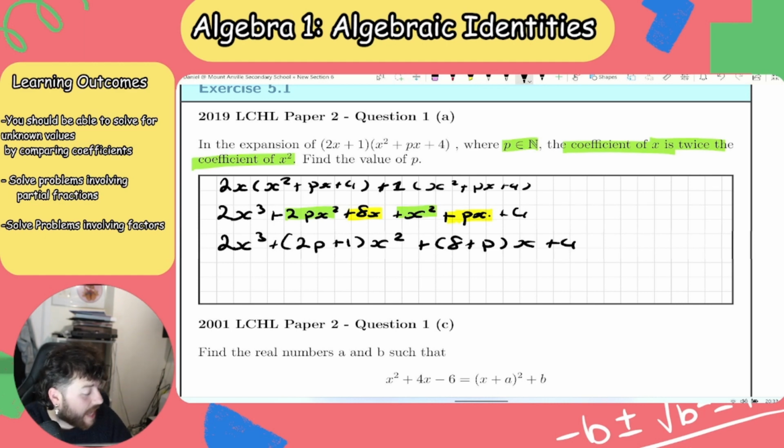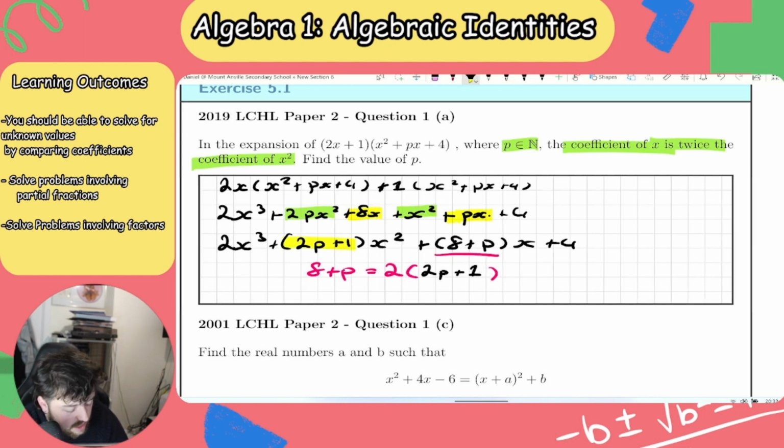Now, if we read the question again, the coefficient of x is twice the coefficient of x squared. So this is my coefficient of x. So 8 plus p is twice the amount of the coefficient of x squared, which is this. So 8 plus p is going to be equal to 2 times 2p plus 1. So I have 8 plus p is equal to 4p plus 2.